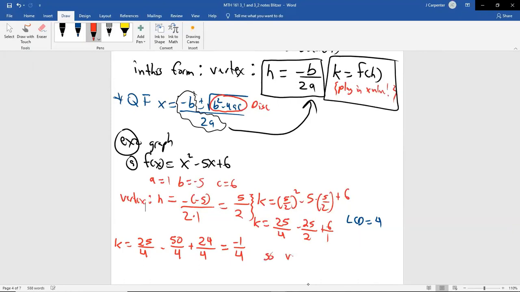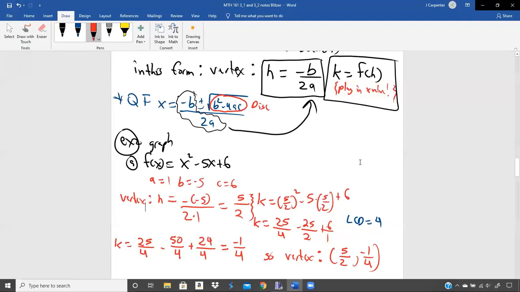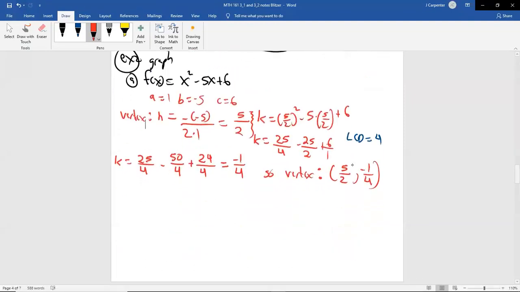So that says our vertex is annoyingly 5/2 comma negative 1/4. To find our x-intercepts, whatever. Oh, and by the way, since the a was positive, it opens up. I forgot to mention that earlier.